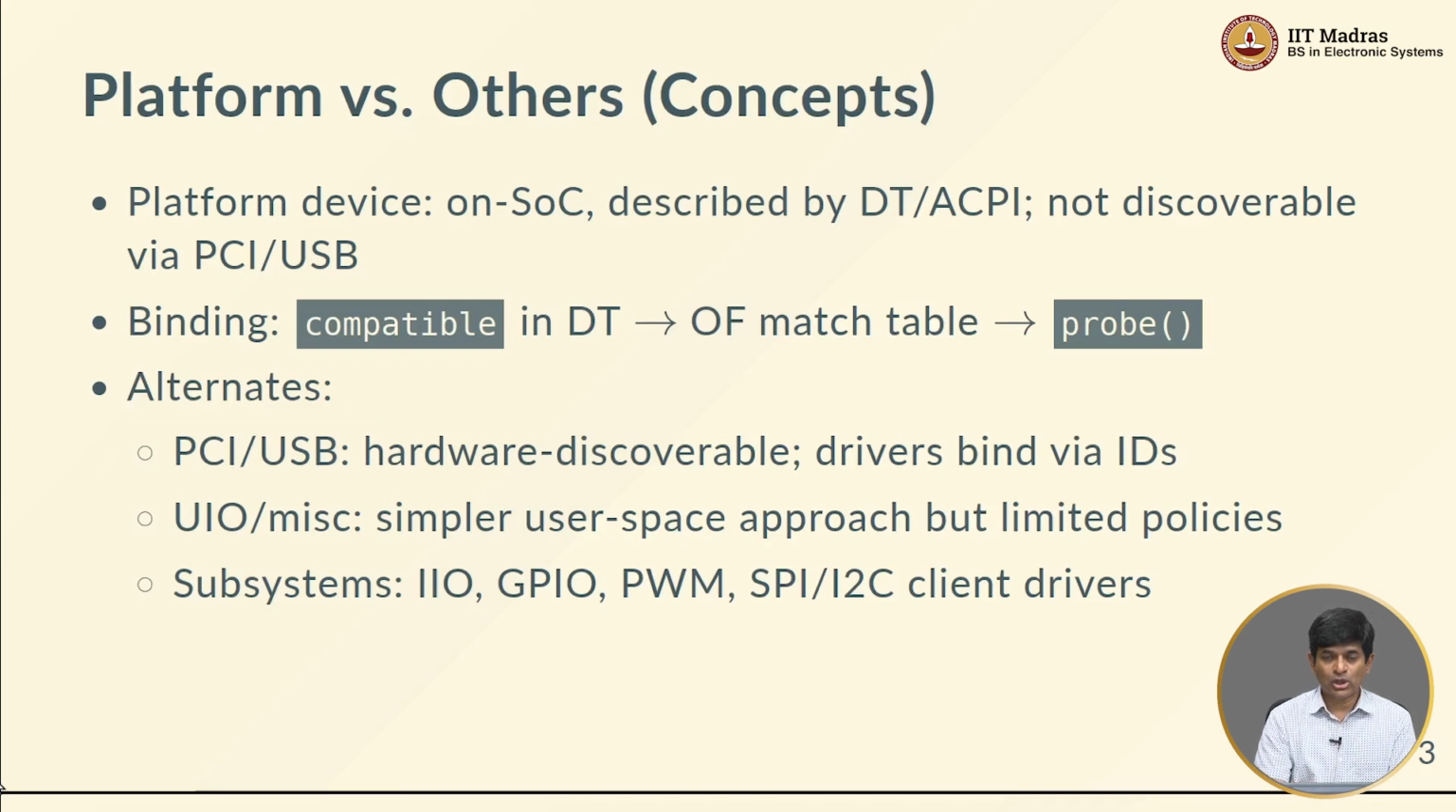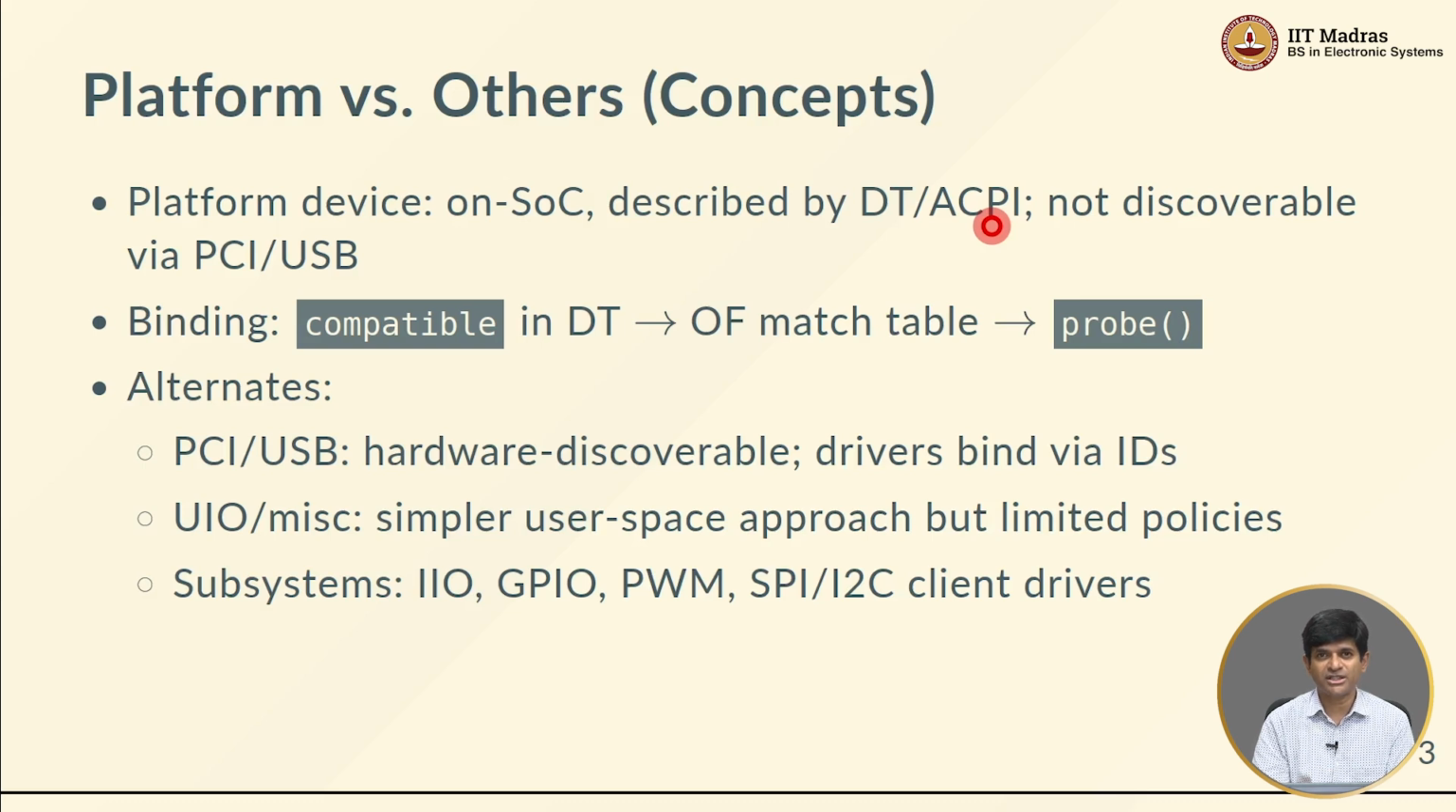So there are a few concepts that we need to keep in mind. First of all, we are building what we call a platform. A platform device in general is something which consists of all the peripherals which are there on a given system on chip. And in general, what we are talking about over here is something which is described by the device tree, or in the case of x86 it would be the ACPI, the Advanced Configuration and Power Interface. But these are in general not discoverable through other buses.